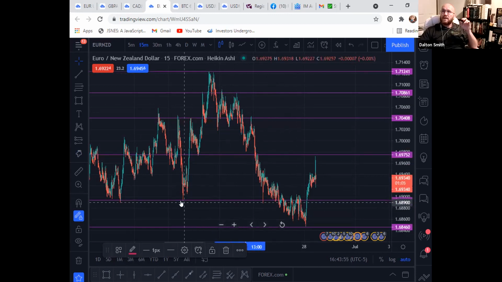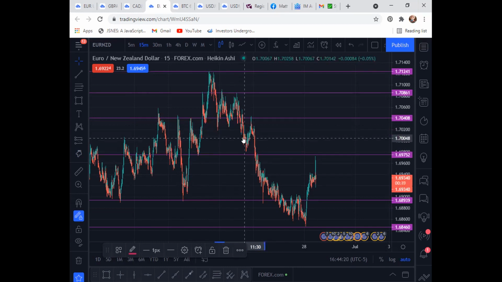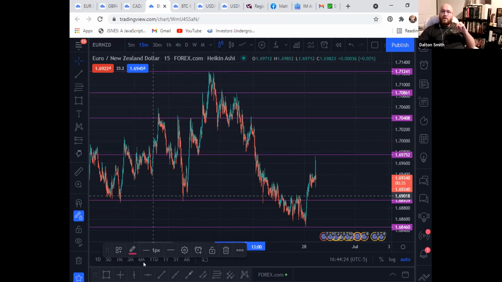Okay. Look here. This is another point of resistance that we marked. We've got a high, low, higher high, higher low, higher high, higher low, higher high, higher low, but not a higher high. This is a lower high, lower low, lower high, lower low, lower high, lower low. So you can see this is an uptrend. This is a downtrend. Does that make sense?